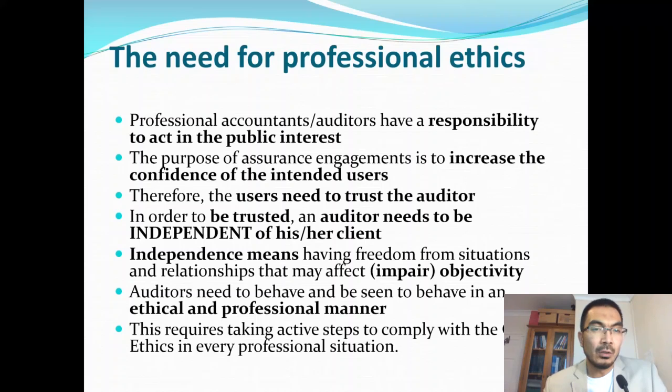Again, there's a need for professional ethics. Why do we need professional ethics? Because accountants have a responsibility to act in the public interest and the wider interest groups. The purpose of assurance engagements is to increase the confidence of the intended users. Therefore, the users need to trust the auditor, and in order to be trusted, the auditor needs to be independent of his client.